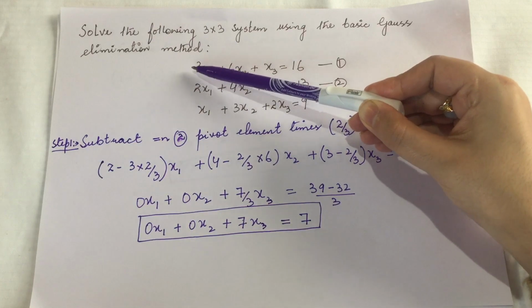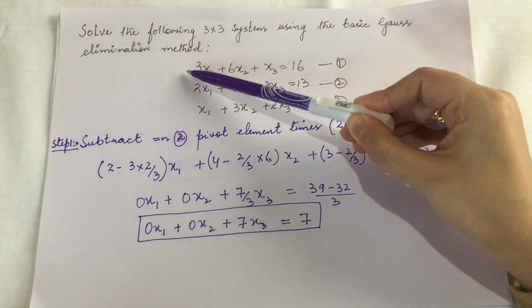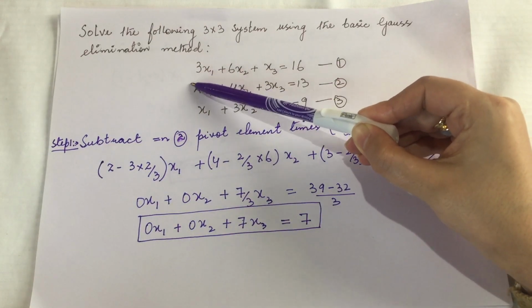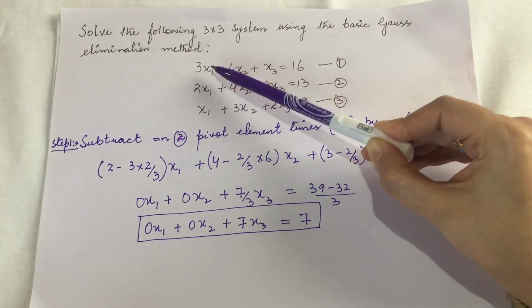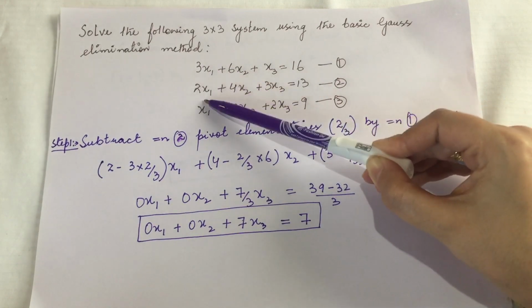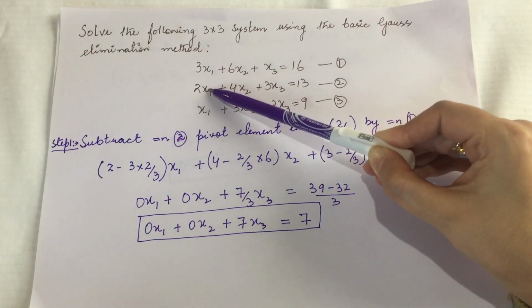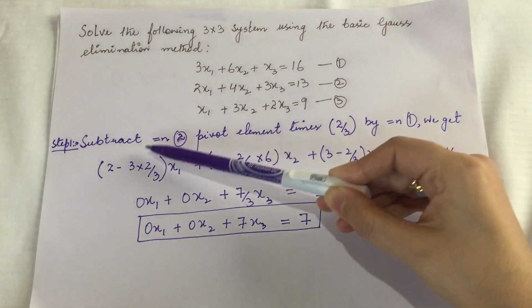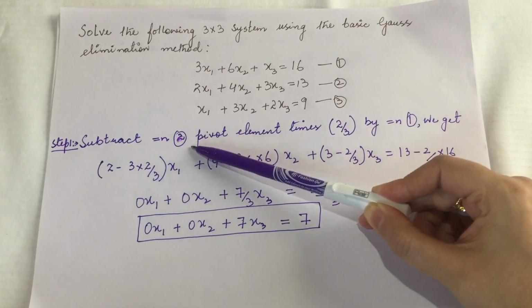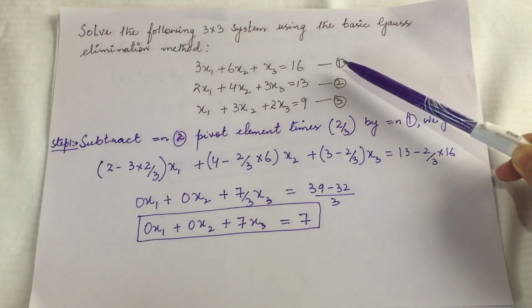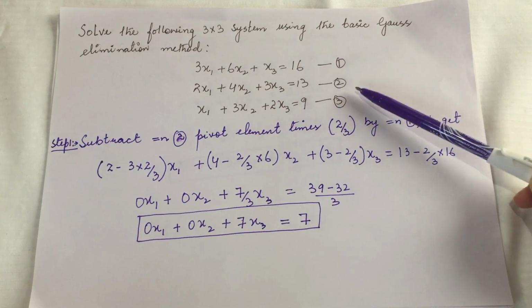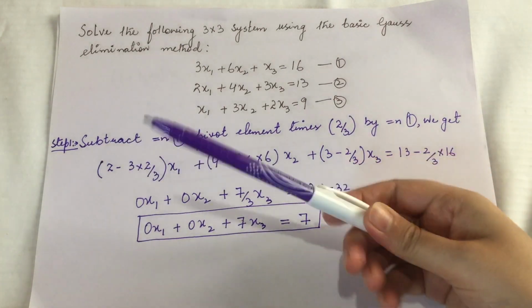When I multiply this whole equation by 2 by 3, the 3 and 3 will get cancelled. This will be equivalent to 2x1, so 2x1 and 2x1 are equal, and when I subtract them, it will be equivalent to 0. That's what I am doing: I am subtracting from equation 2 the pivot element 2 by 3 times equation 1. By doing this, we get the following.